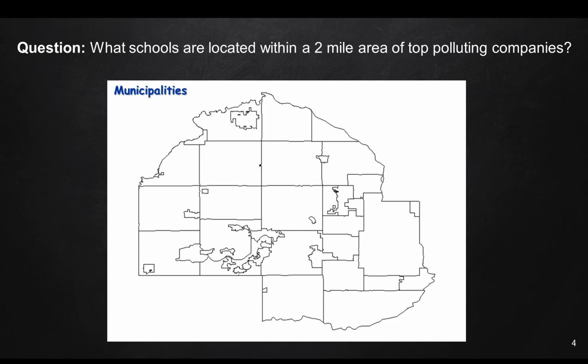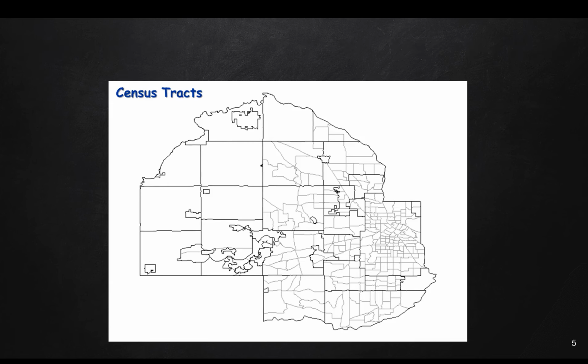In the next few slides, I want to walk you through a very simple example of using GIS for analysis. Here's a question: What schools are located within a 2-mile area of top polluting companies? Here we can start out with a basic map with a layer of municipalities. The next thing we can put on top of this is census tracts within municipalities.